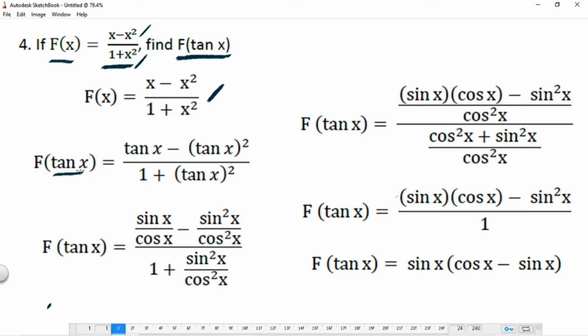And the same process, we just have to substitute tangent of x to the variable x, leading to tangent x minus tangent of x, that is raised to 2. Please don't forget the exponent. Next, for your denominator, it will turn into 1 plus tangent of x, that is raised to 2 as well. Then, let us try to simplify this one.